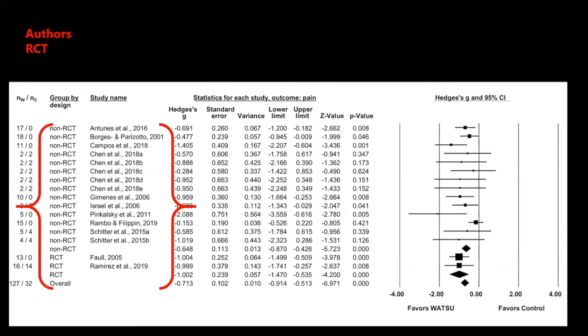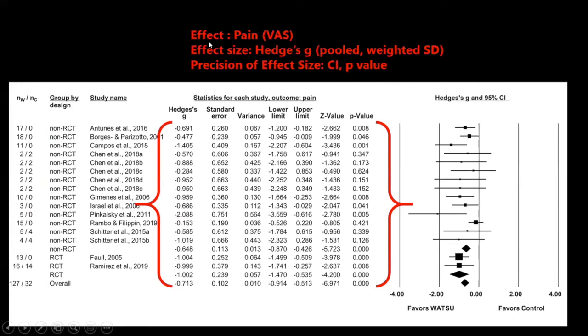So here the authors have presented the authors of the individual studies and the meta-analysis in alphabetical order. The effect they're using is pain on a visual analog score. They weighted it and pooled the visual analog score or the effect size using the Hedges G, which is pretty standard. And they've also given its precision of the effect size in each study, with its confidence interval and p-value. And they've weighted each study. So we can see the Hedges score, its standard error, the p-value, and its confidence interval.